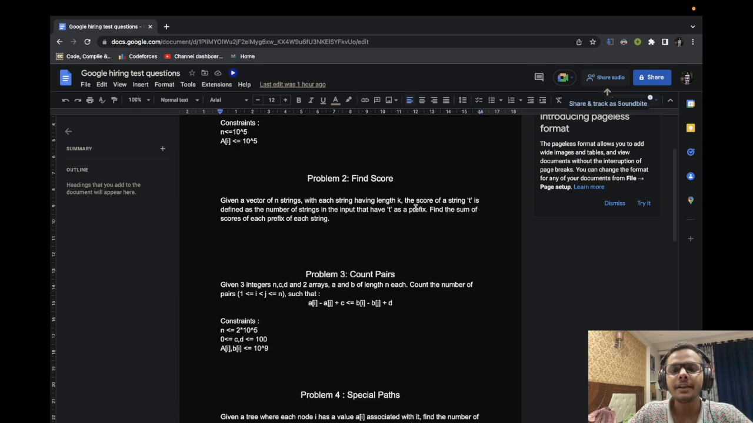So the task that we have here is to find the sum of scores of each prefix of each string, right? There are going to be k prefixes of every string, so in total there are going to be k times n prefixes. They may or may not be distinct, obviously. So we have to find the sum of scores of each of these k times n prefixes, right? I don't really have the constraints to this problem, but I can assume the constraints to be big enough that a brute force solution is not going to work, obviously.